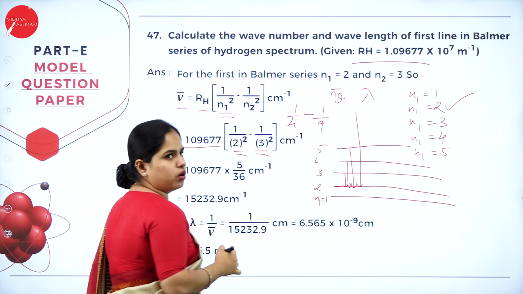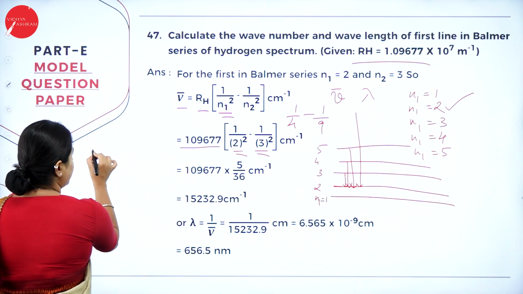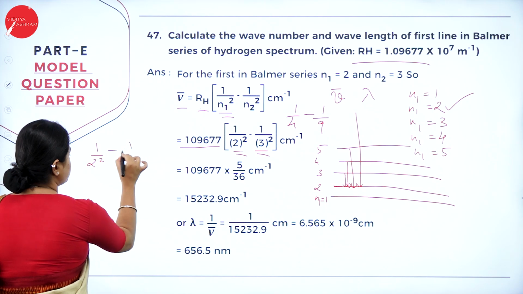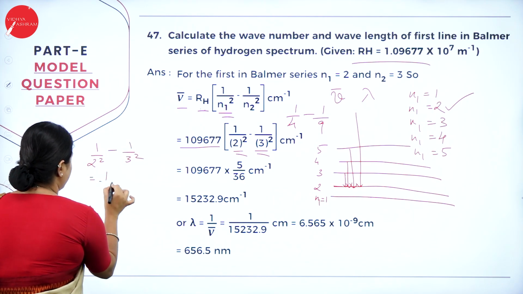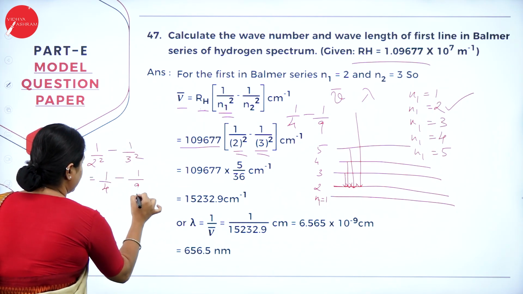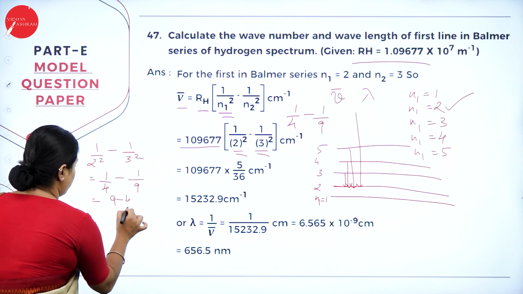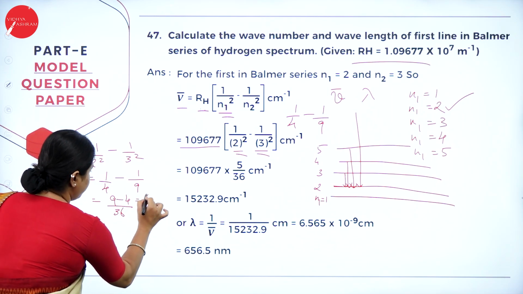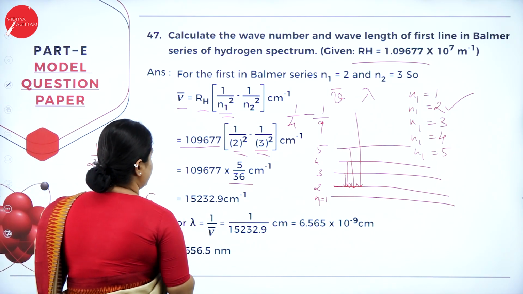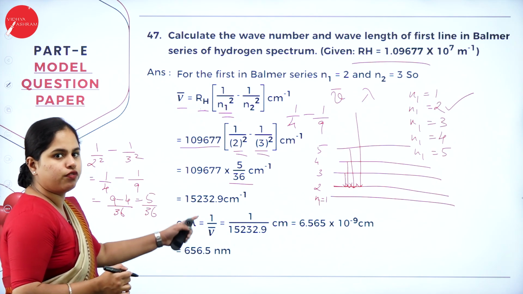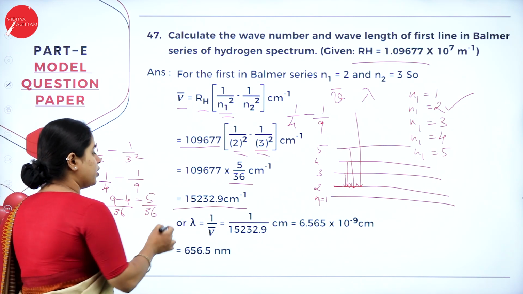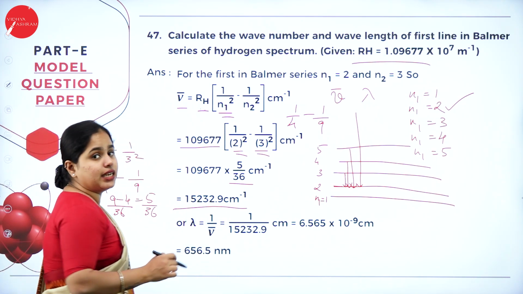Now, what is 1 by 4 minus 1 by 9? I'll just write it down here: 1 by 2 square minus 1 by 3 square. That is 1 by 4 minus 1 by 9. So, if we take the LCM, it is 9 minus 4 divided by 36, which is 5 by 36, which is shown here. 109677 into 5 by 36. So, if you calculate, you get 15232.9 centimeter inverse.